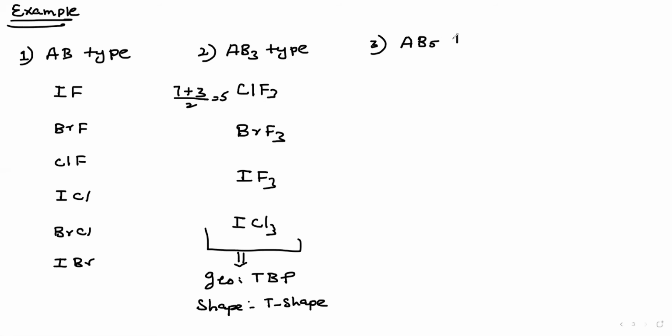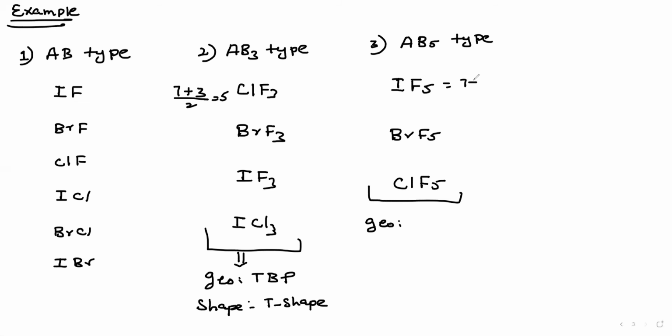The third example should be AB5 type. Please note, very important. First example, IF5, second example BrF5, and third example ClF5. Now see, for these three AB5 type molecules, note the geometry. Again the same: 7 plus 5 is 12, 12 by 2 is 6. Therefore this is octahedral geometry, OH.